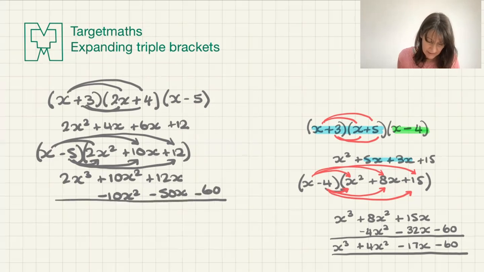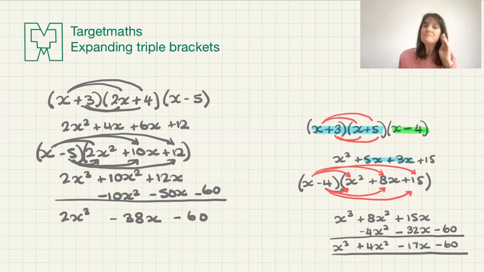And then we can finish it off. I've got 2x cubed. 10x squared, take 10x squared, they just literally cancel out. I don't have any x squared. I'm not going to write 0 squared. I'm literally writing nothing. They have gone. Okay. I then got 12x, take 50x, which is minus 38x. And then I've got my minus 60 on the end. Okay. So that is the result of expanding those 3 brackets.